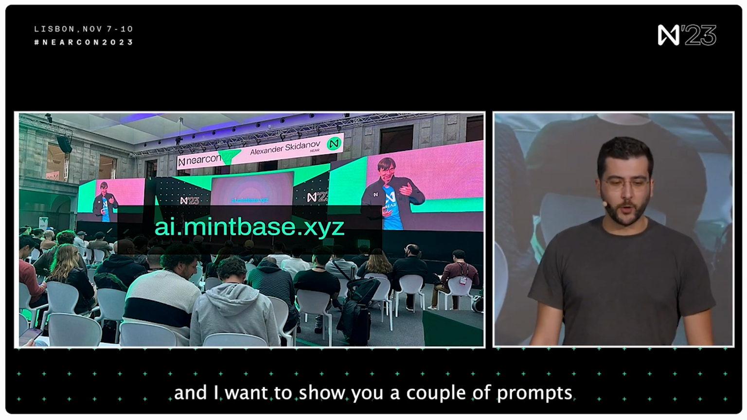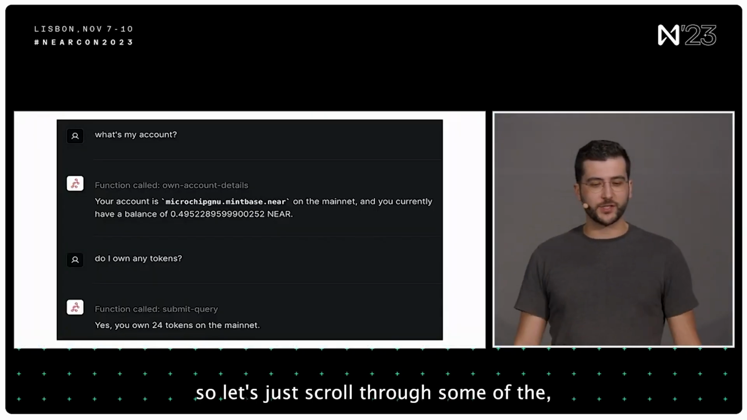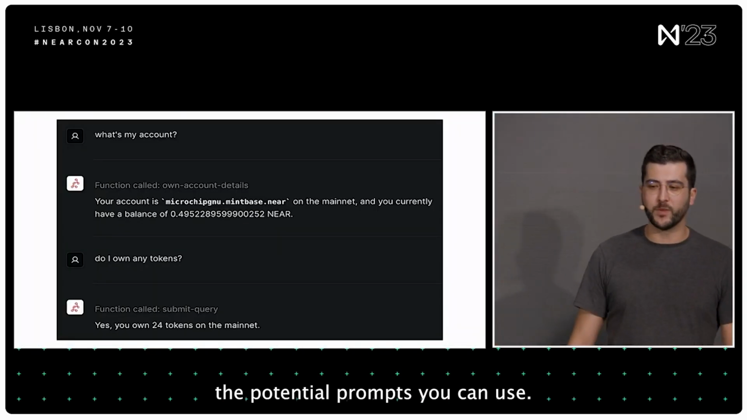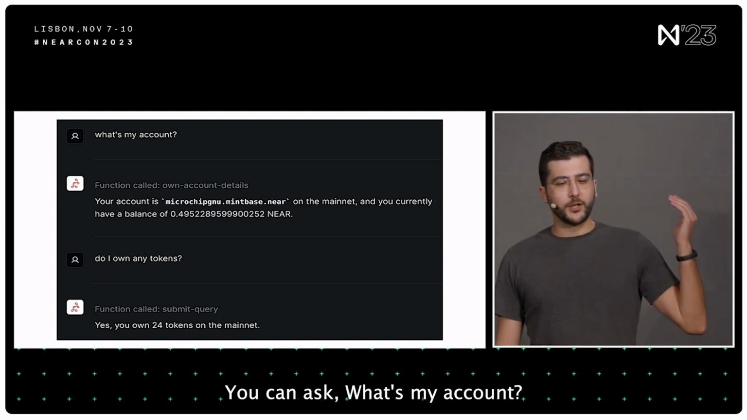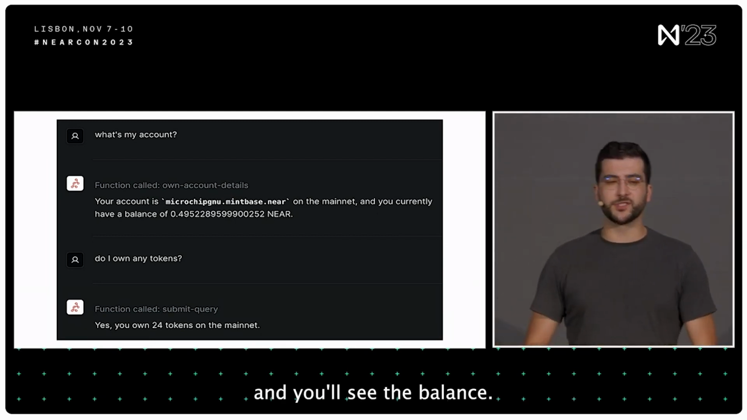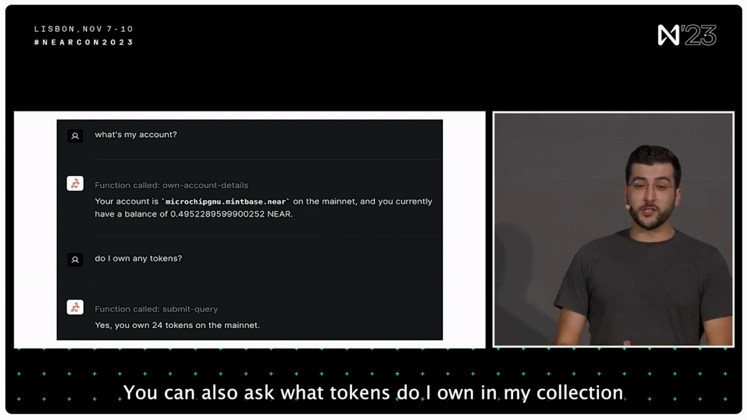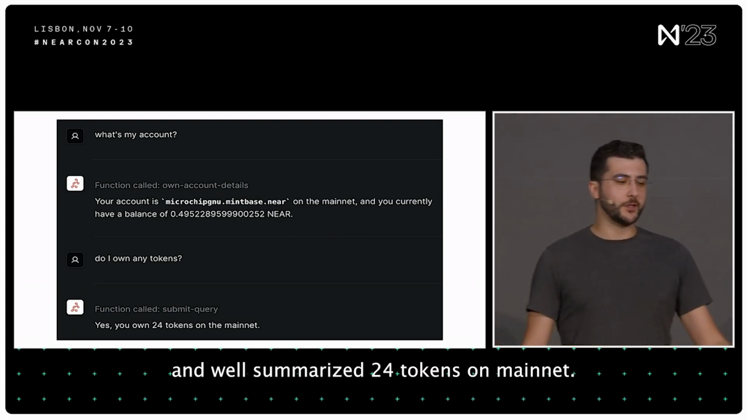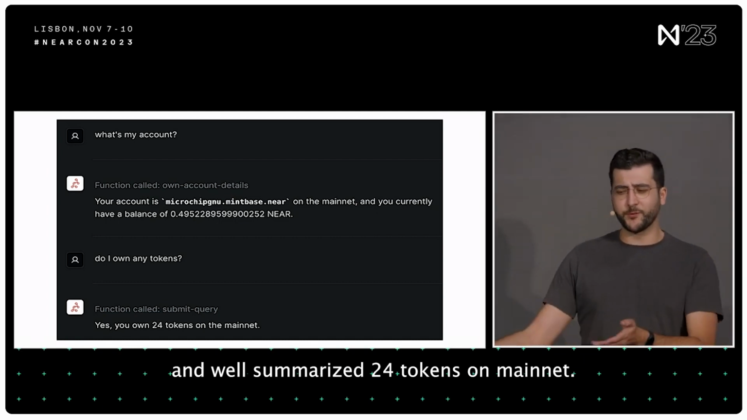And I want to show you a couple of prompts. So let's just scroll through some of the potential prompts you can use. You can ask, what's my account? And you'll have your address. You'll see which network you're connected to, and you'll see the balance. You can also ask, what tokens do I own in my collection? And well, it's summarized: 24 tokens on mainnet.